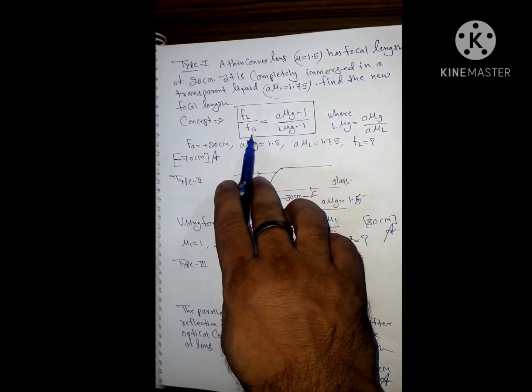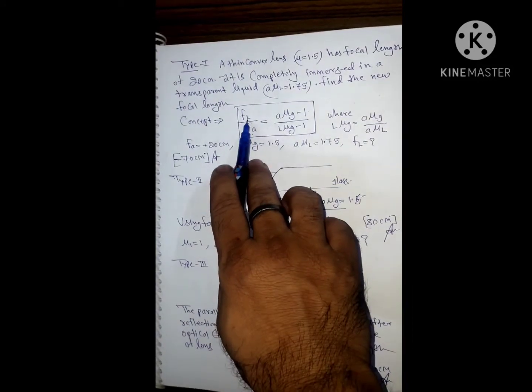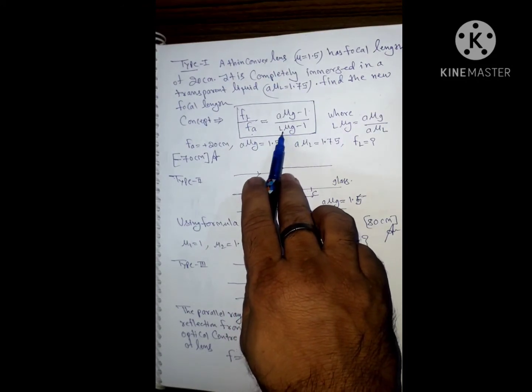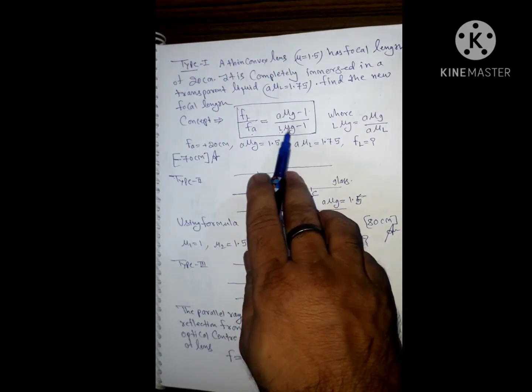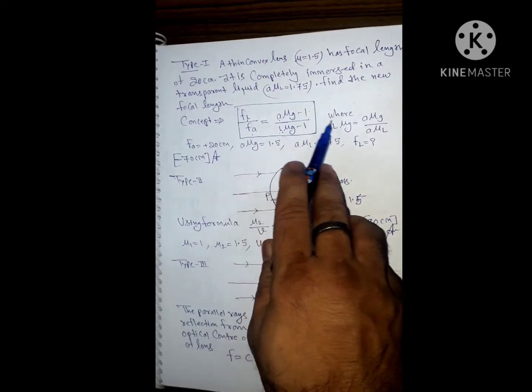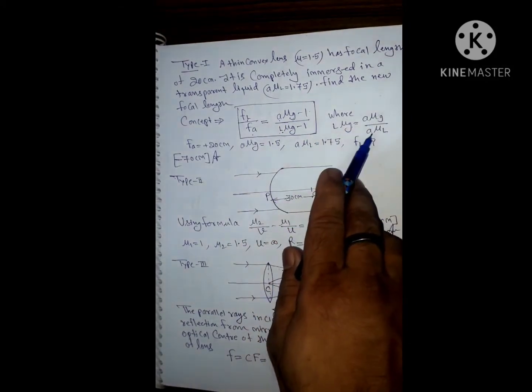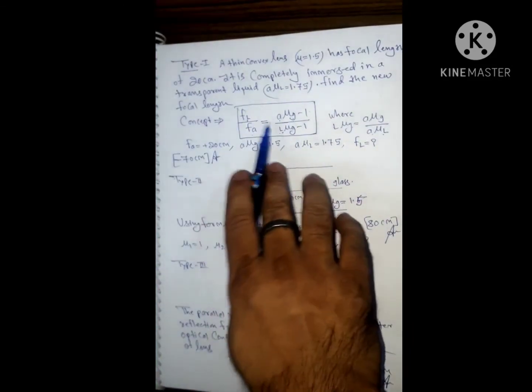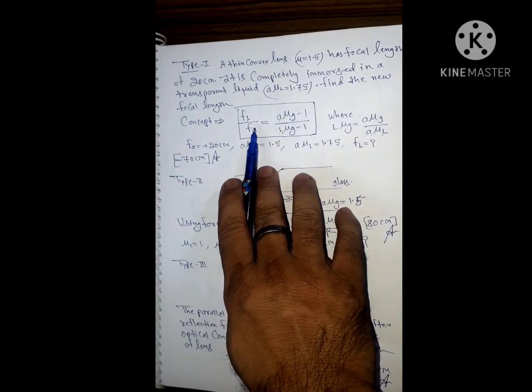FA is the focal length of lens in air, FL is the focal length of lens in liquid. LmuG means the ray is going from liquid to glass. AmuG means the ray is going from air to glass. And LmuG is equal to AmuG/AmuL. With the help of this, students, you can solve many numericals.